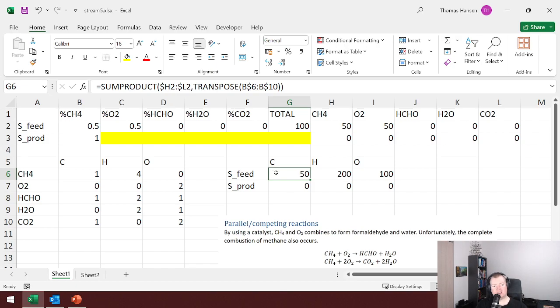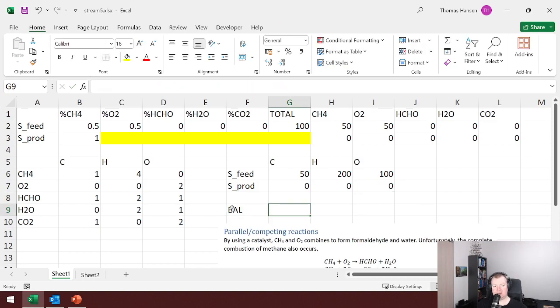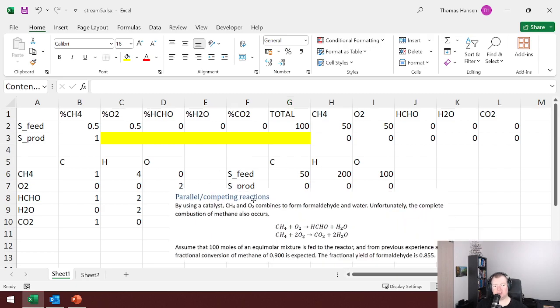So these are the amounts of carbon, hydrogen, and oxygen entering. These are the ones exiting. And I can then do my balances, basically saying that minus that, fill it to the right. That gives me 3 equations, 1, 2, 3, 4, 5 unknowns. I need to come up with some more equations.